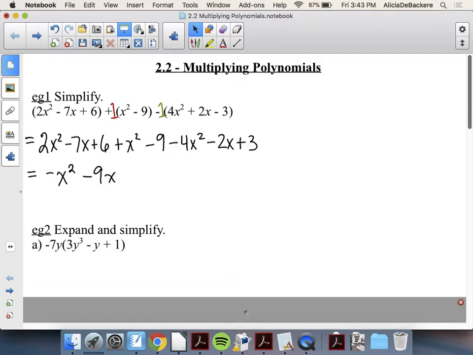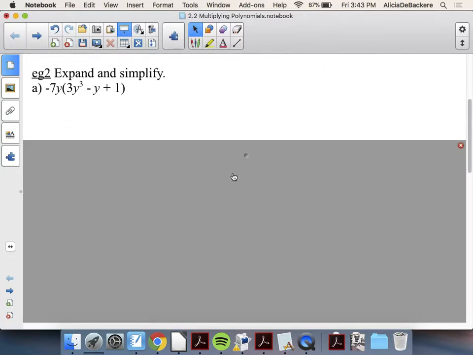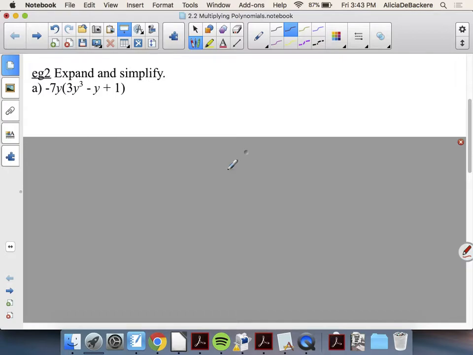In our second example, we're going to expand and simplify, and this time the multipliers are not just going to be 1s. So we're mixing it up a little. This time the multiplier in front of my bracket is negative 7y. So I'm going to multiply everything inside the bracket by negative 7y. So my first one here, negative 7y times 3y cubed.